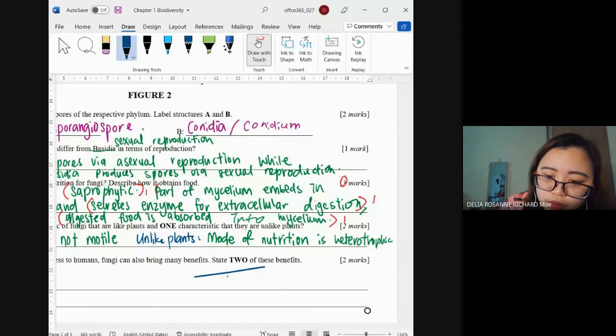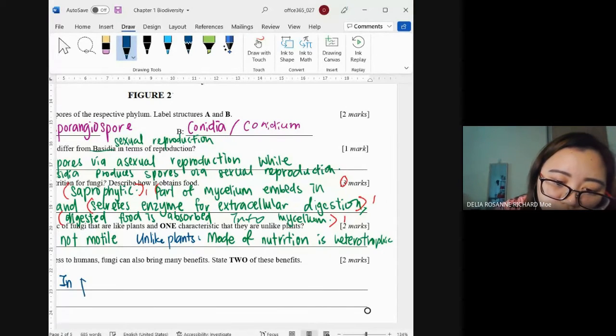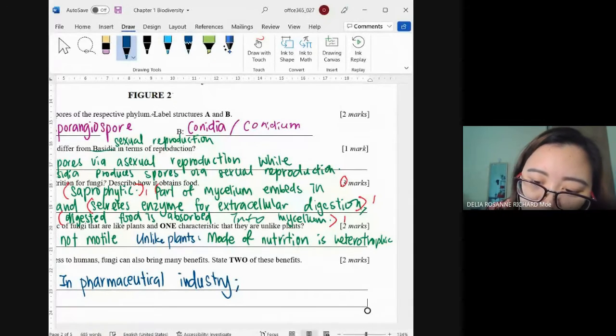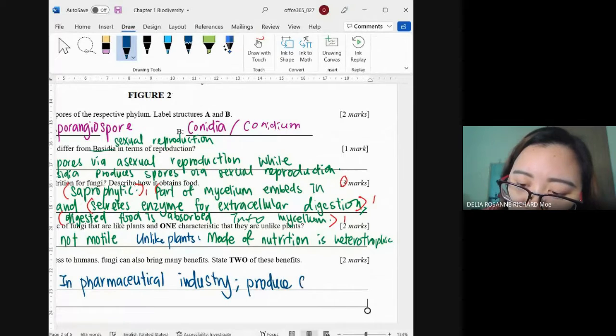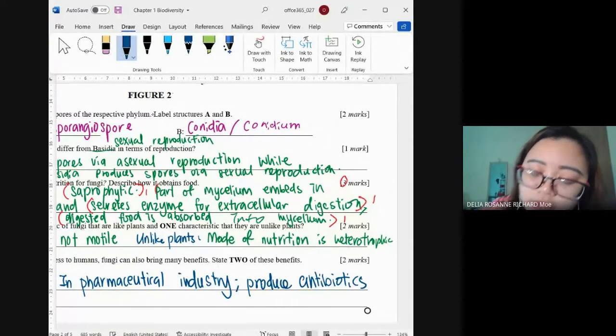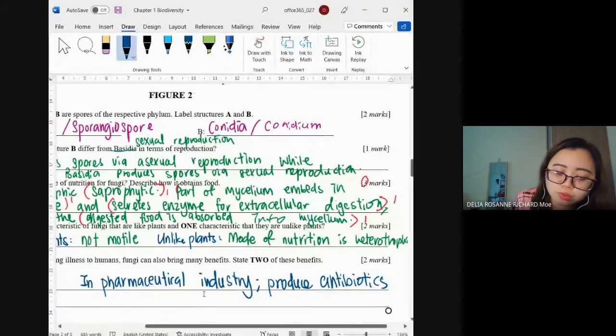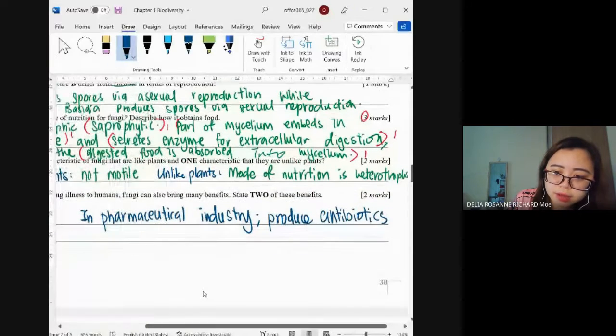In pharmaceutical industry, produce antibiotics. Okay, ini adalah kegunaan paling berguna lah untuk fungi, adalah kita boleh gunakan dia untuk hasilkan antibiotik, iaitu ubat untuk melawan jangkitan bakteria.